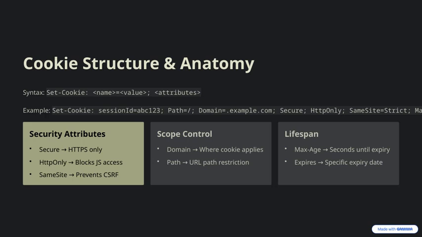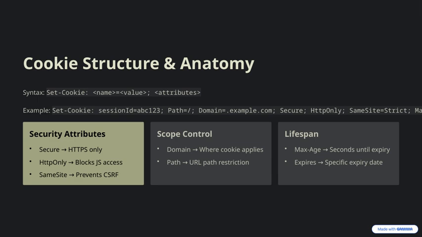The syntax for setting a cookie typically looks like this: Set-Cookie, followed by the name and value, then optional attributes. For example, you might see something like Set-Cookie: sessionID=ABC123; Path=/; Domain=example.com; Secure; HttpOnly; SameSite=Strict; Max-Age=3600. Now, each part here plays a vital role in how the cookie functions and how secure it is.